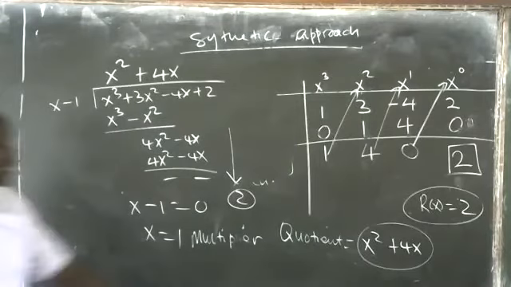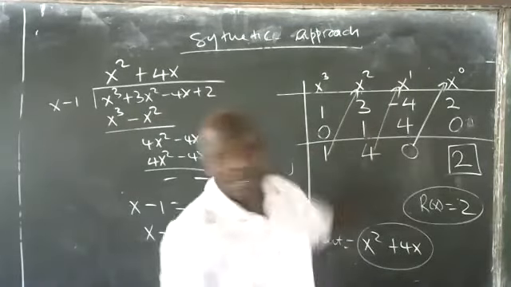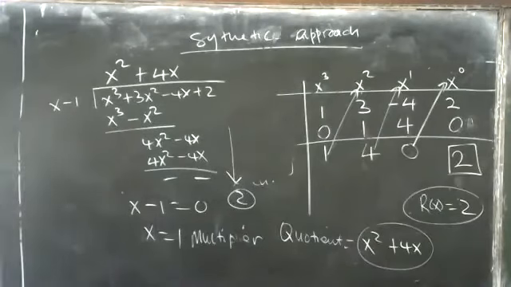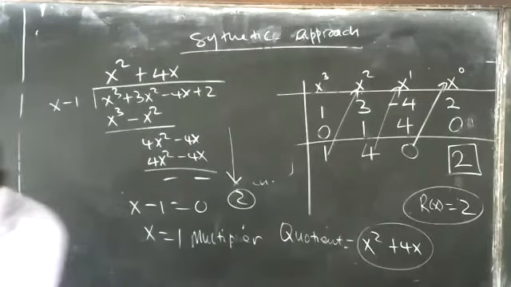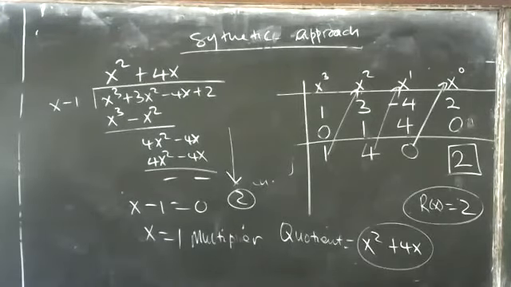So you can even get a quotient here by doing those arrows in that manner. You can write down the remainder and even the quotient, not necessarily doing long division. Let us look at another example.